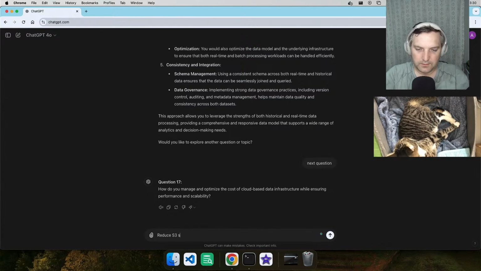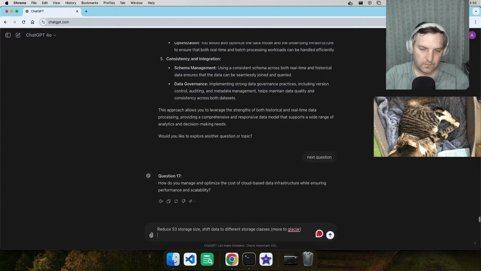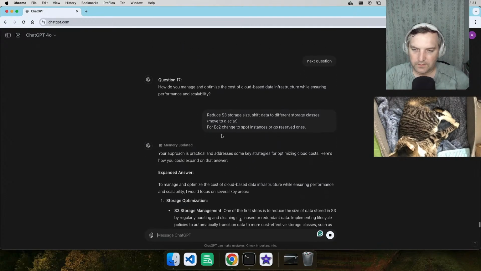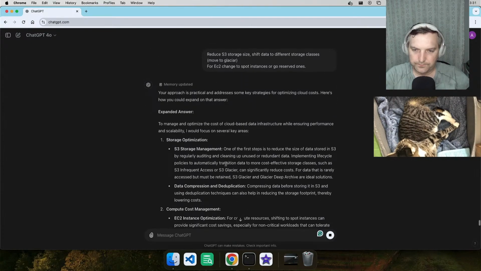Reduce S3 storage size. Shift data to different storage classes, move to Glacier. For EC2, change to spot instances or go reserved ones. And also because of a bigger, broader footprint, we actually get pretty decent prices from the cloud provider.